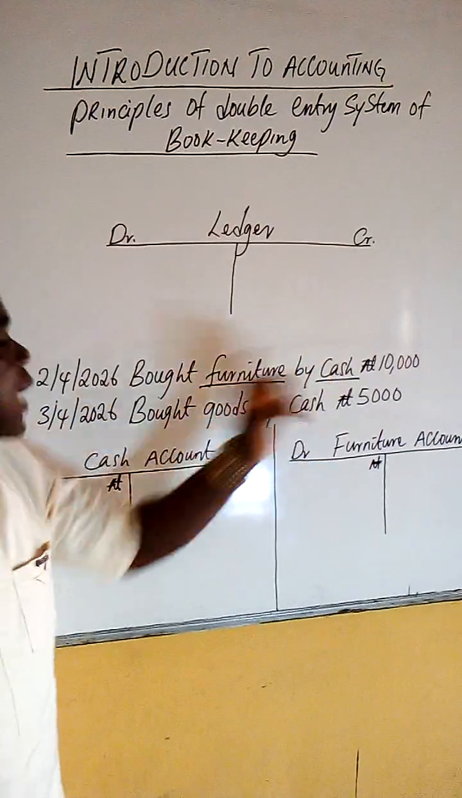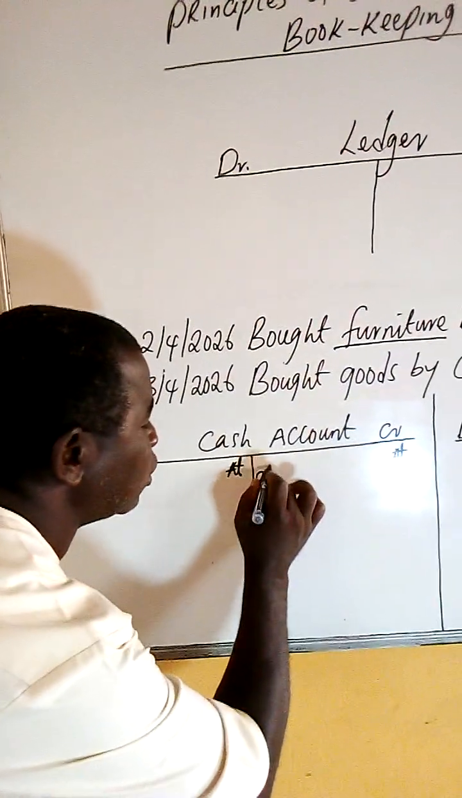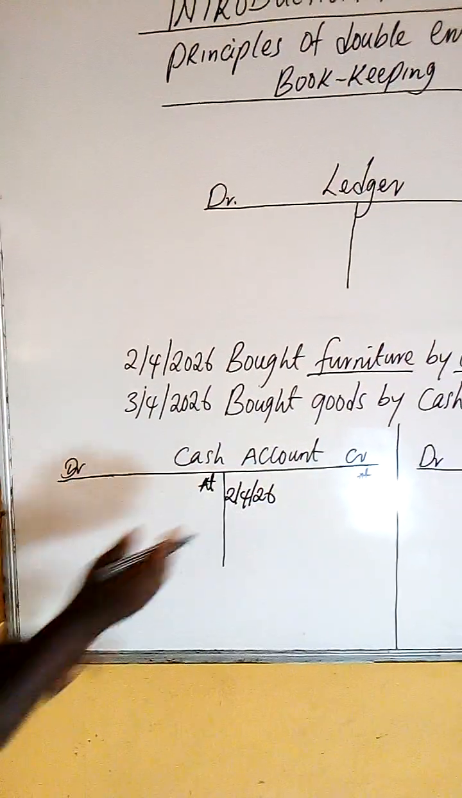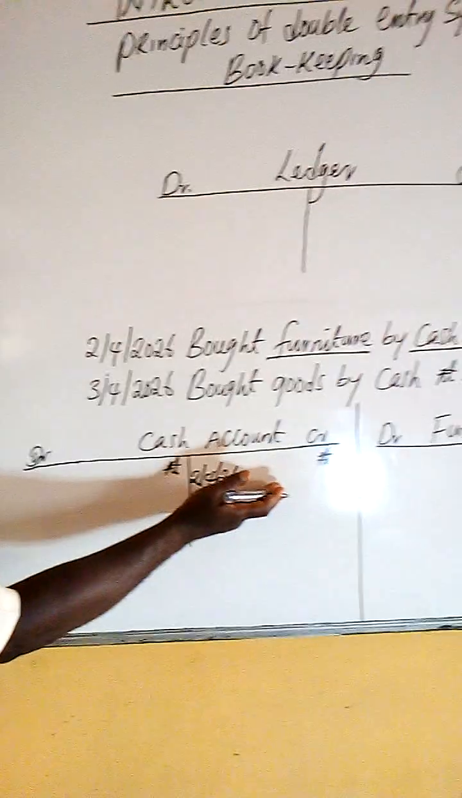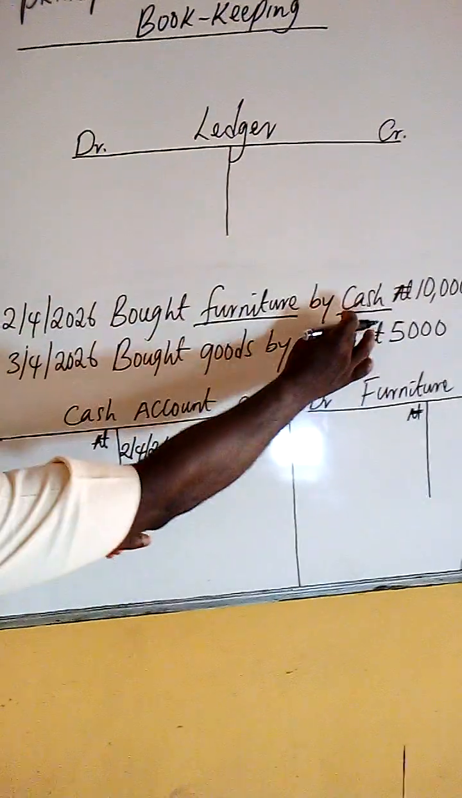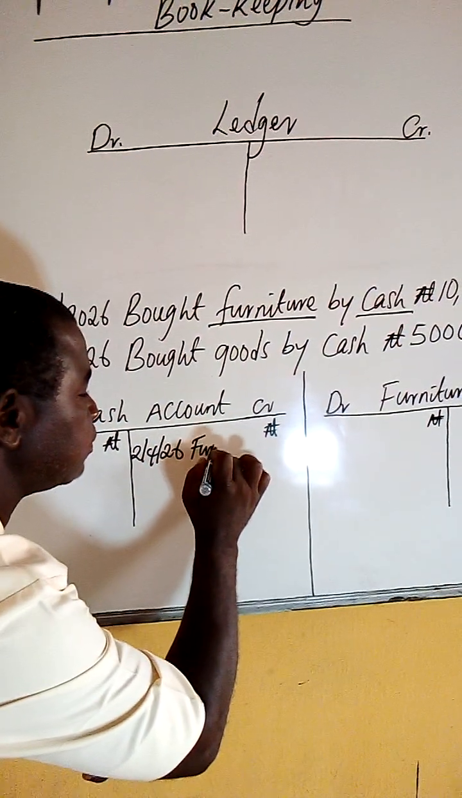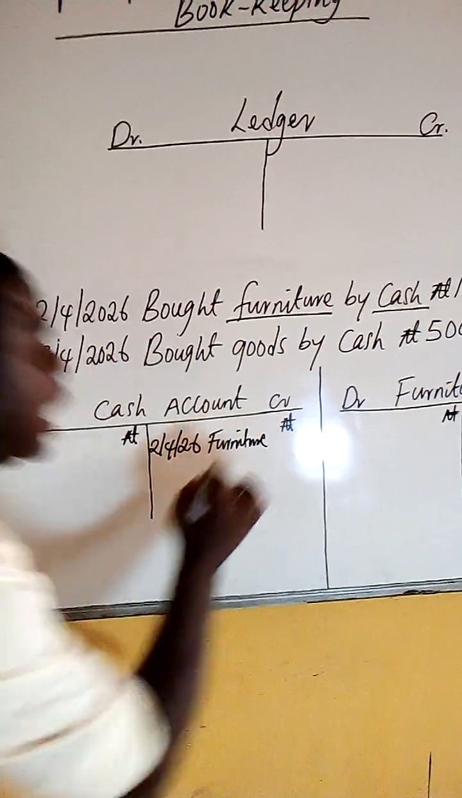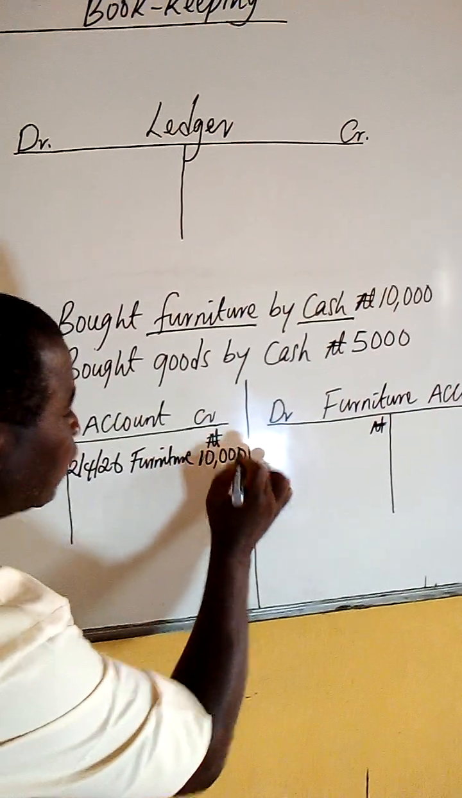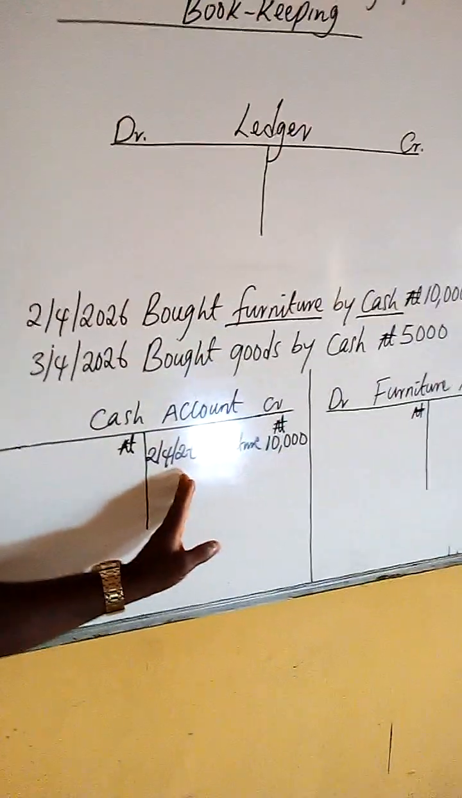Therefore, you are going to credit cash. Let's credit cash here as the giver account. They now say on the 2nd of April 26, cash is a giver account. We are crediting based on the principle of accounting. Now we say cash is given to the receiver account. Then the receiver account here is furniture, and how much is the amount? It is 10,000. You can see that cash has been credited, which means it is the account that gives.